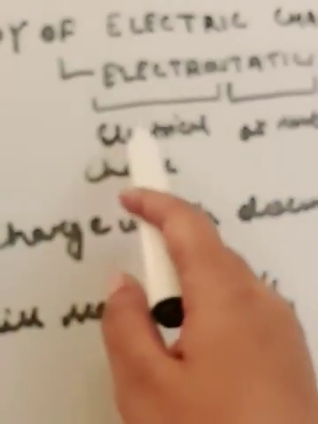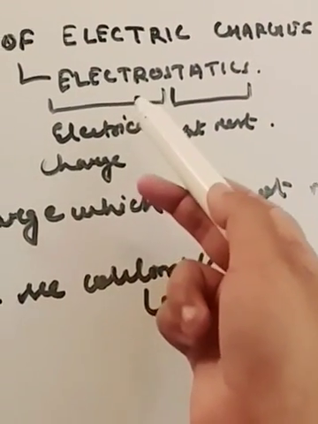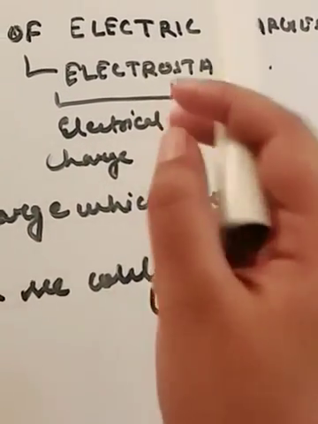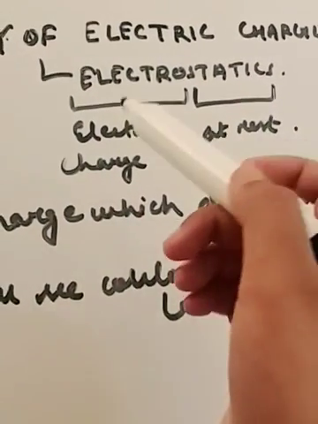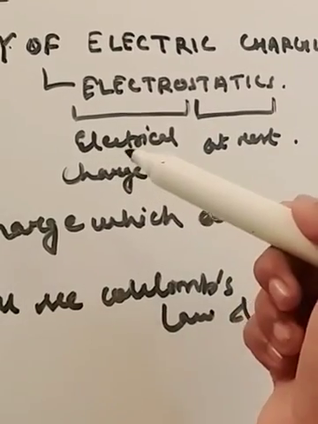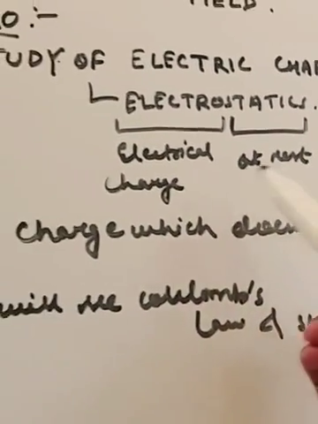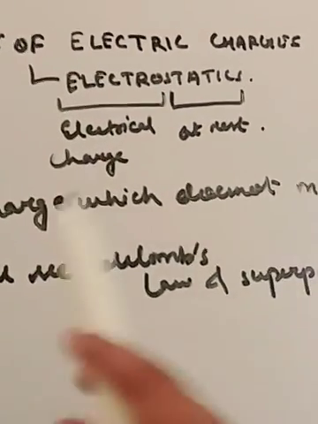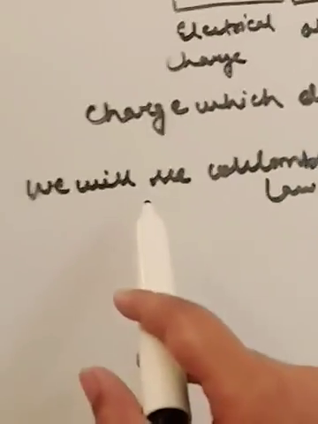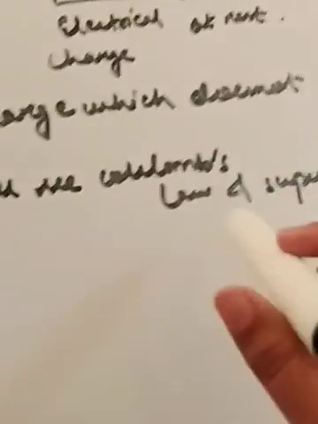Then in the introduction, the first thing is the study of electric charges. Electrostatics. The study of electric charges is known as electrostatics. Electro means related to electrical things like electric charge, electric flux, electrical wire, all those. And static means rest, meaning charge at rest. The charge doesn't move. Then we will read about Coulomb's law and superposition principle in this chapter.